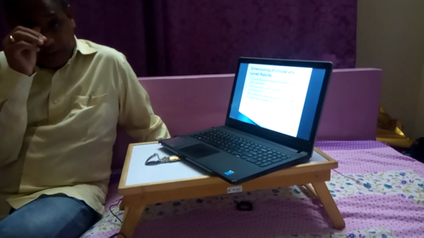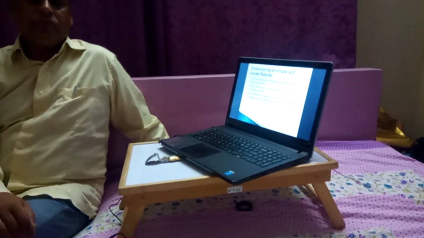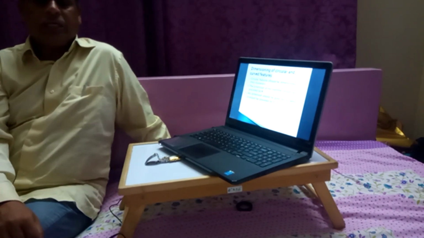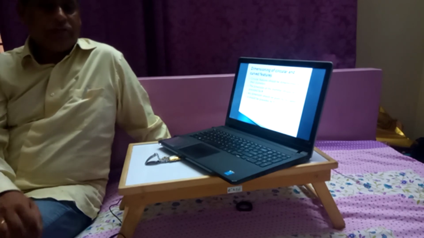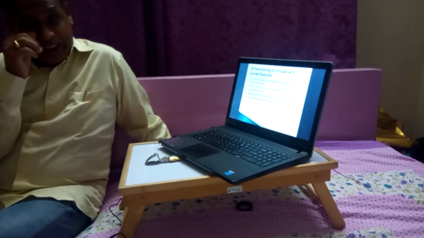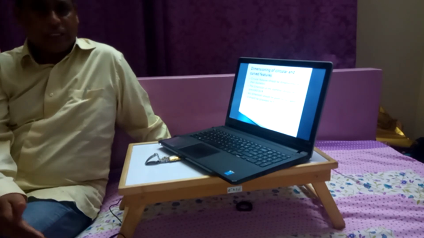So, dimensioning for a circle or for an arc: for a circle, we give the designation of the circle as diameter. For arcs, we use radius. So the diameter, when we write the numeral or give the dimension, will be preceded by phi. So phi followed by a numeral will give you the diameter of the circle.